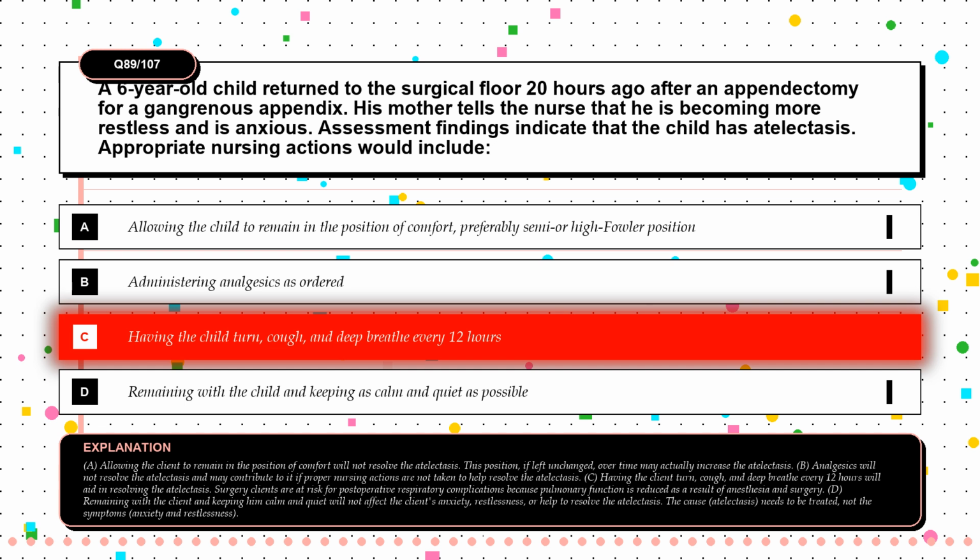Surgery clients are at risk for postoperative respiratory complications because pulmonary function is reduced as a result of anesthesia and surgery. D. Remaining with the client and keeping him calm and quiet will not affect the client's anxiety, restlessness, or help to resolve the atelectasis. The cause, atelectasis, needs to be treated, not the symptoms of anxiety and restlessness.